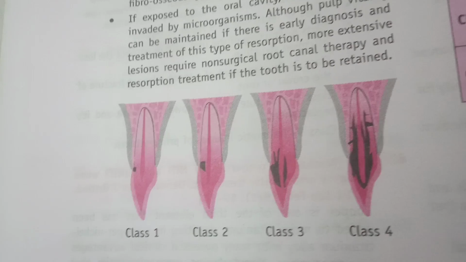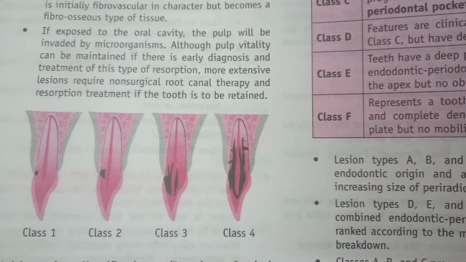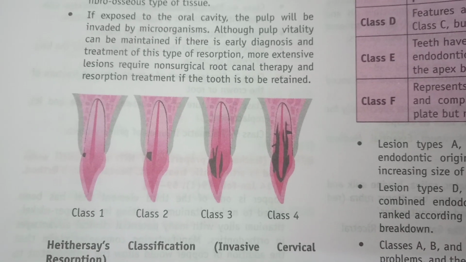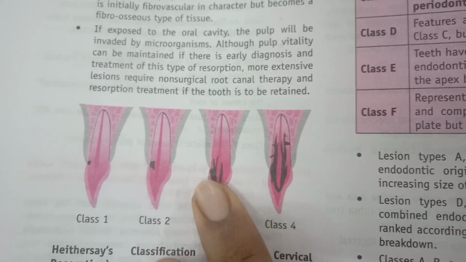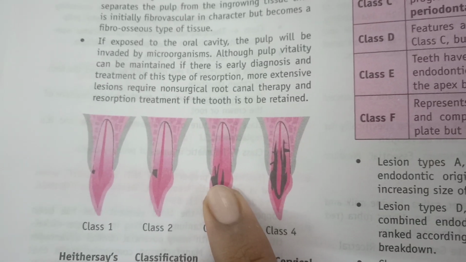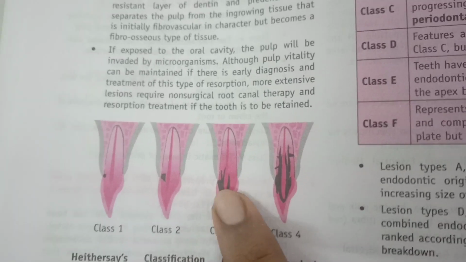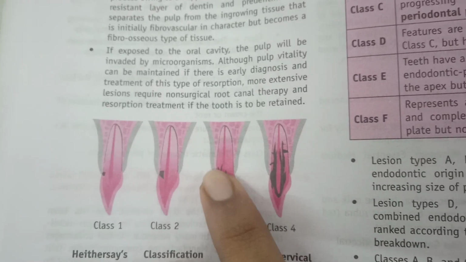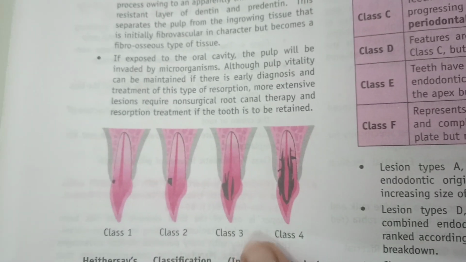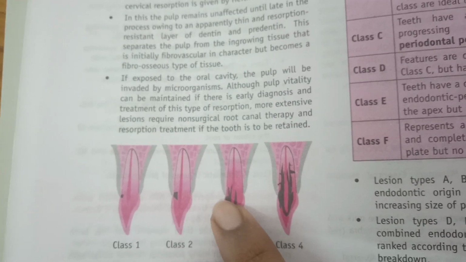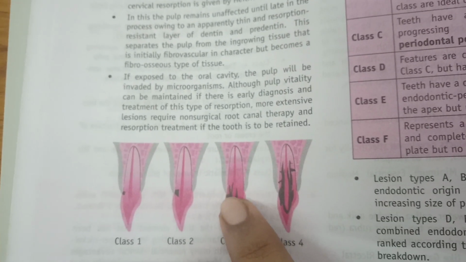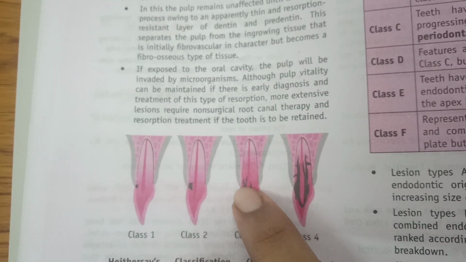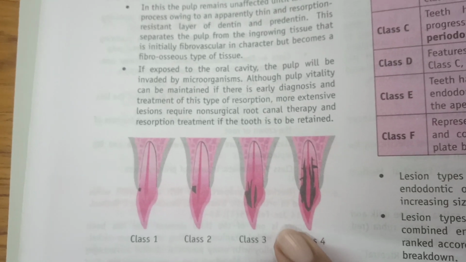Now class 3, deeper invasion of root dentin by resorption tissues that extends into the coronal third of the root. So it approaches towards the pulp at the cervical region, as well as the resorption extends into the radicular part of dentin too, but it is in the coronal third of the root. It does not go beyond the coronal third.